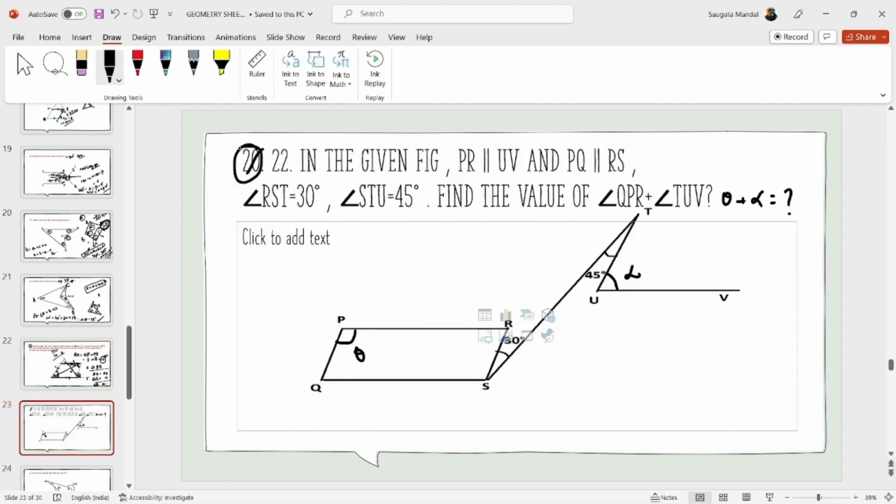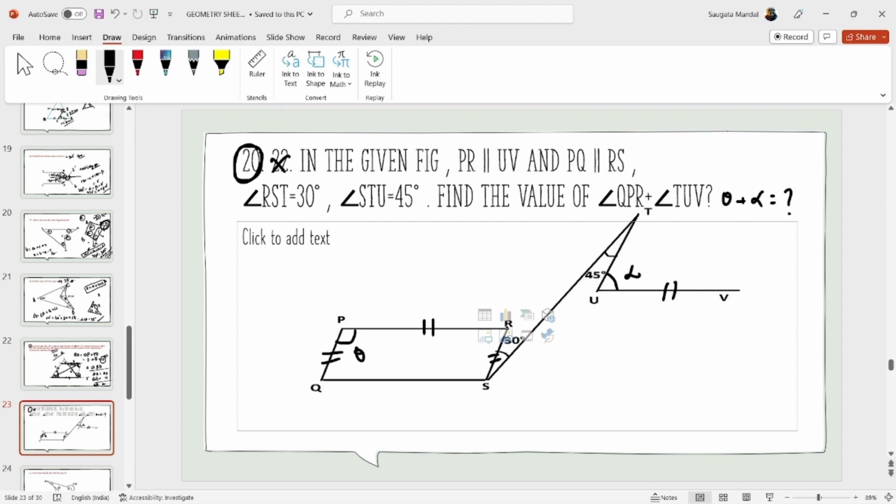Question number 20. In the given figure, PR is parallel to UV, and PQ is parallel to RS. RST is 30 degrees, STU is 45 degrees. Find the value of theta plus alpha.